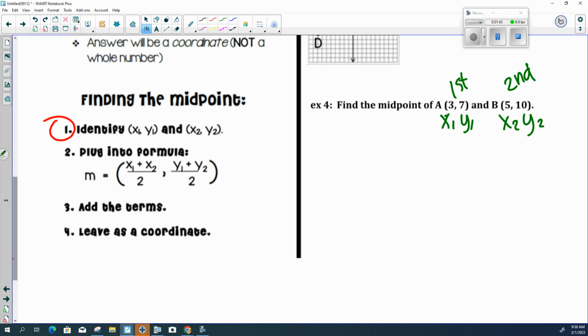Also, some students had said to me, how do you know if the x goes first or the y? And it's just like the alphabet. So W, X, Y, and Z. It's always in that alphabetical order.